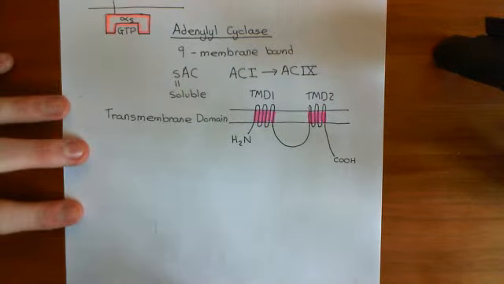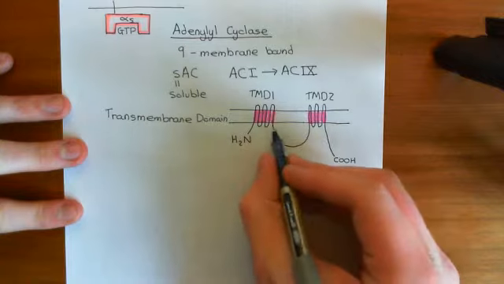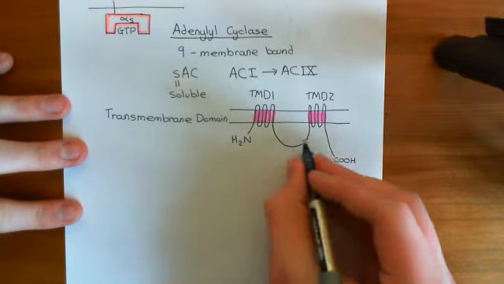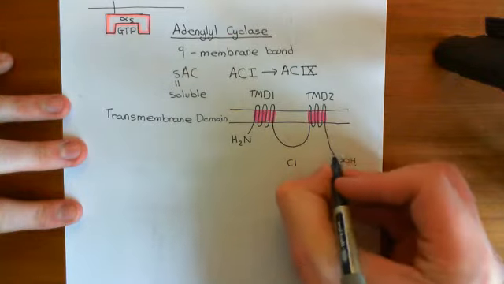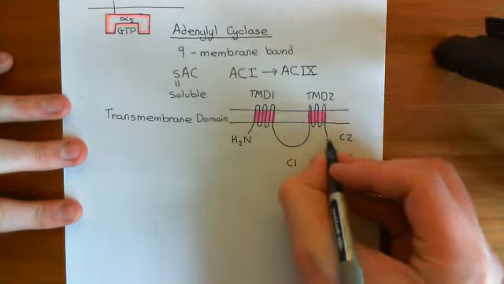Now, the purpose of TMD1 and TMD2 is just to hold the adenylyl cyclase enzyme in the phospholipid bilayer. They are not the catalytic portions of the enzyme. The catalytic portions of the enzyme are made up by this loop in between TMD1 and TMD2, which is known as the C1 domain, and the cytoplasmic tail here, which is known as the C2 domain.